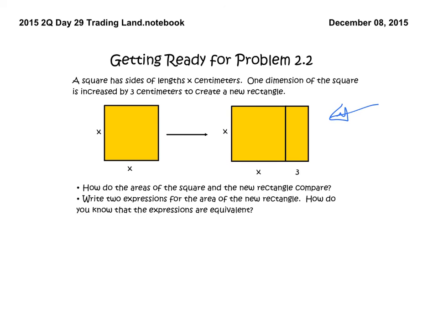So I want you to think about how the areas of the original and the new one compare. So if we think about this as being x squared, and this one as being x squared, and then our additional little piece here being 3x, we could say we have x squared for the small one, and then x squared plus 3x for the larger one. Is there another way to write that? Okay, that's where we're going to go tomorrow.